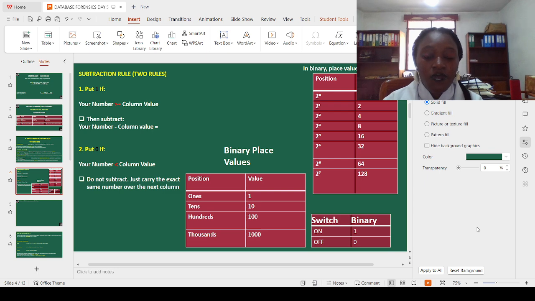Now for binary, we have place values. In decimal we have 1, 10, 100, and 1,000. In binary we have the position values 2 to the power 0, which is 1, 2 to the power 1, which is 2, 2 to the power 2, which is 4, then 8, 16, 32, 64. And we already saw the switch: on for 1 and off for 0. So that's it for the introductory part of this class.